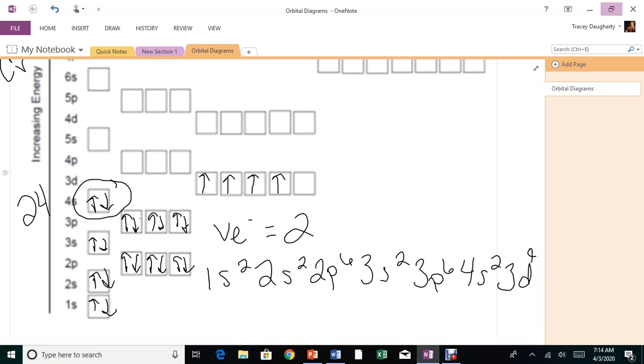So that's how you do orbital diagrams. You'll have an assignment over orbital diagrams, and you have to pay attention to the directions. You are drawing the orbital diagram with the arrows. You're writing the electron configuration, so this long 1s2, 2s2, 2p6, and so forth. You need to circle the valence shell, and you need to state the number of valence electrons.